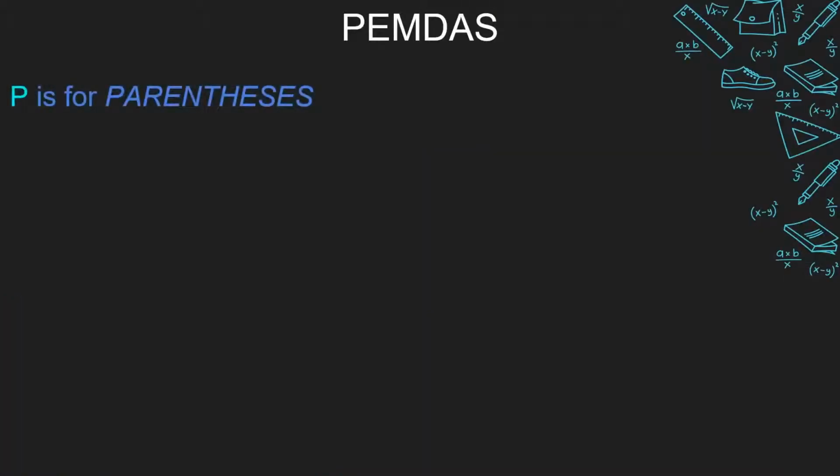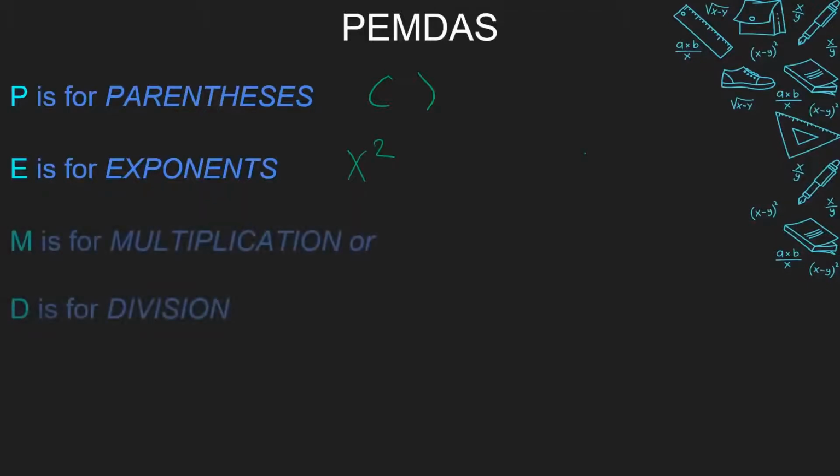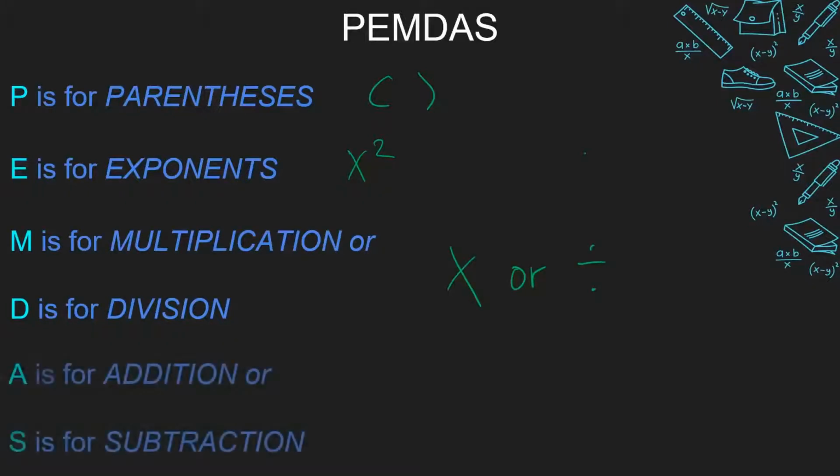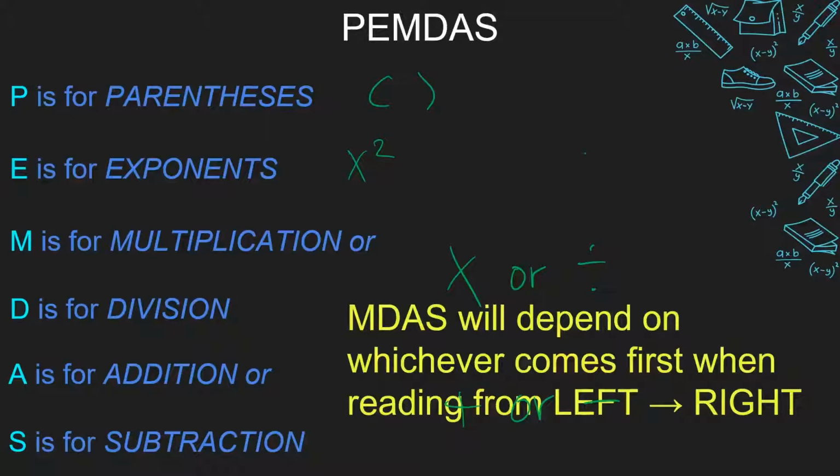P is for parentheses. E is for exponents. M is for multiplication or division. A is for addition or subtraction. Now, MDAS will depend on whichever comes first when reading from left to right.